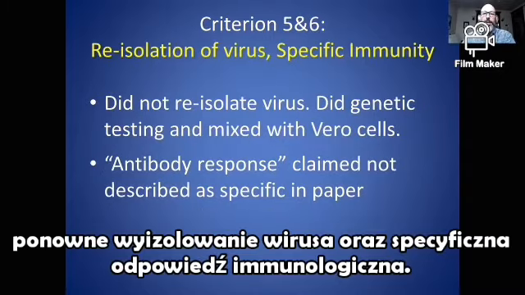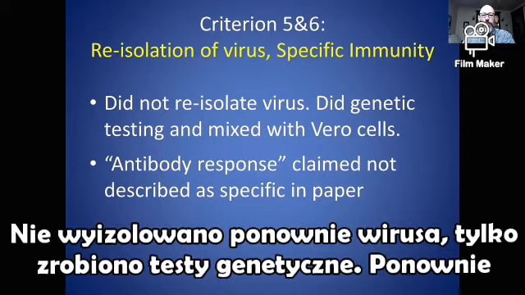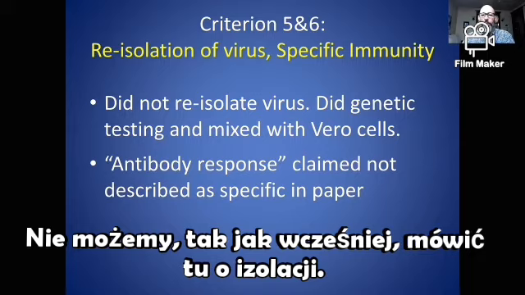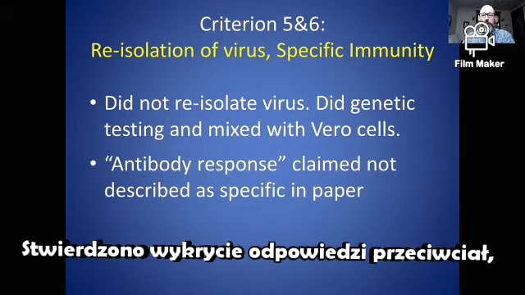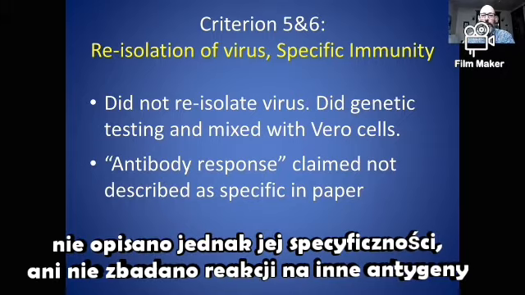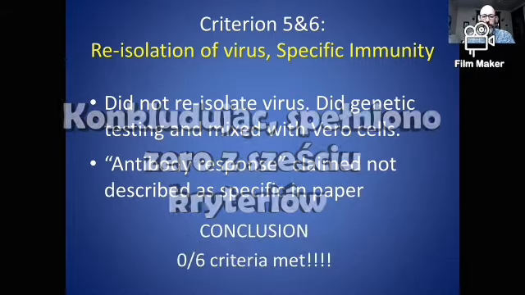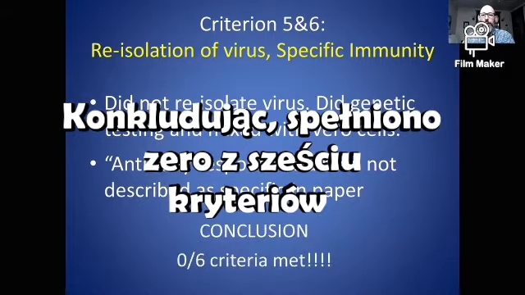So criteria 5 and 6, re-isolation of the virus and specific immunity. They did not re-isolate the virus. Instead, what they did was genetic testing. And once again, they took secretions from those macaques and mixed them with vero cells in culture with antibiotics, just as the original procedure. So there was no isolation in that. And they did say that there was an antibody response, but they did not describe the specificity of that or test it against other antigens to determine that. So in conclusion, they met 0 of the 6 criteria.